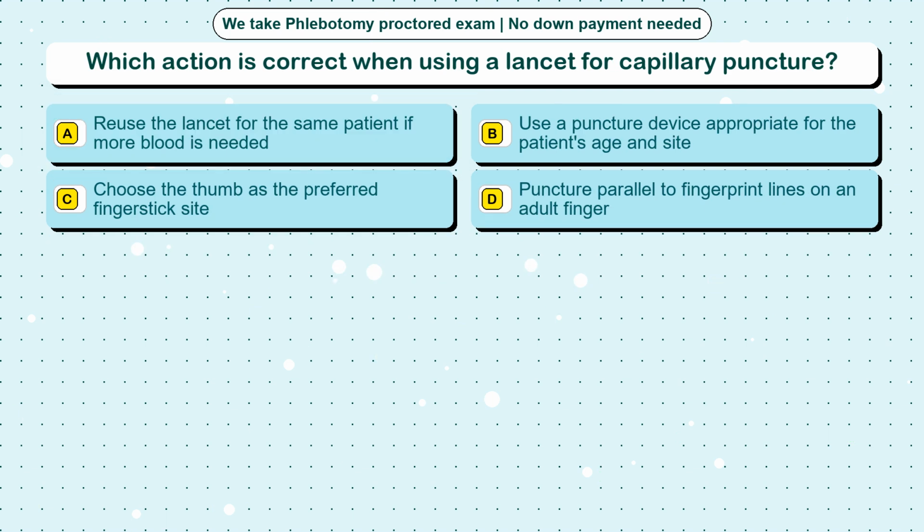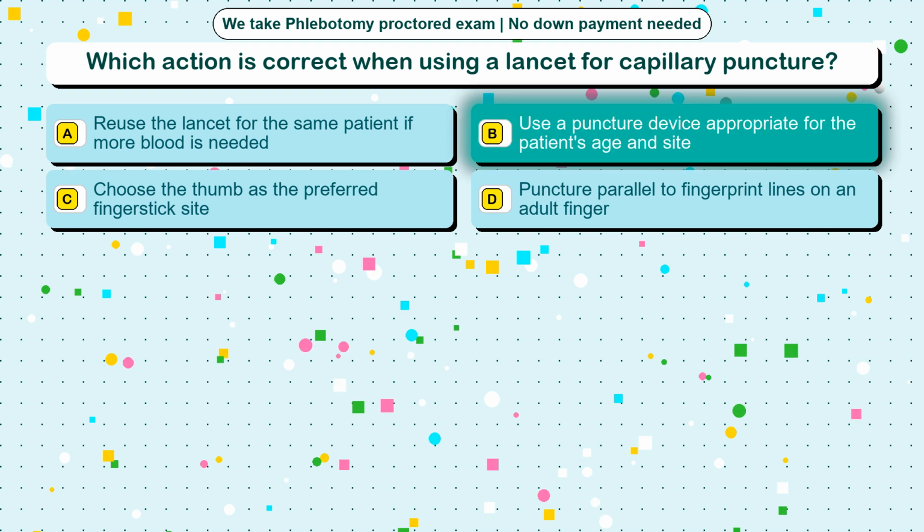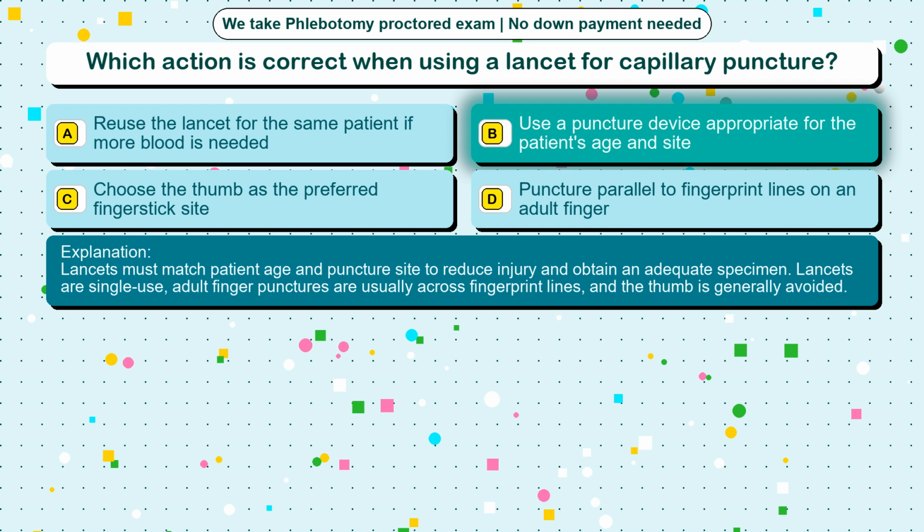Question 38. Which action is correct when using a lancet for capillary puncture? Option A, reuse the lancet for the same patient if more blood is needed. Option B, use a puncture device appropriate for the patient's age and site. Option C, choose the thumb as the preferred finger stick site. Option D, puncture parallel to fingerprint lines on an adult finger. The correct answer is option B, use a puncture device appropriate for the patient's age and site. Lancets must match patient age and puncture site to reduce injury and obtain an adequate specimen. Lancets are single-use, adult finger punctures are usually across fingerprint lines, and the thumb is generally avoided.